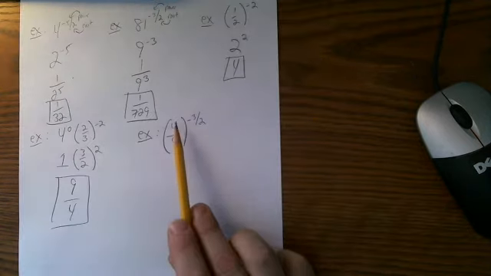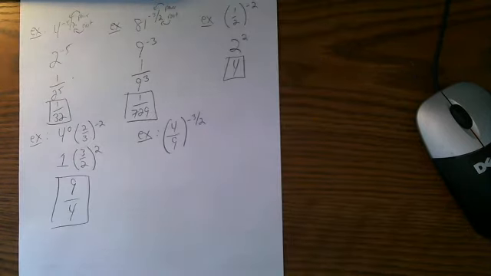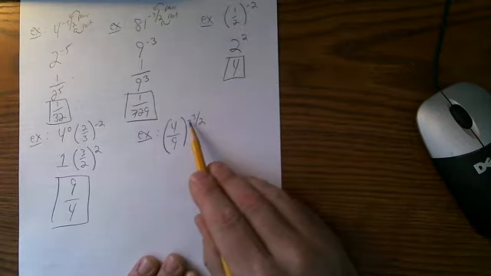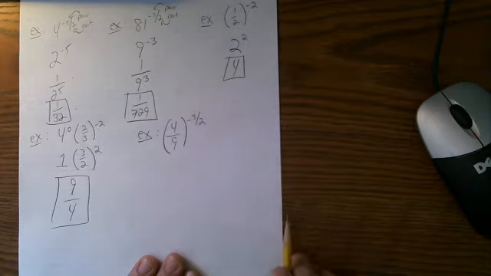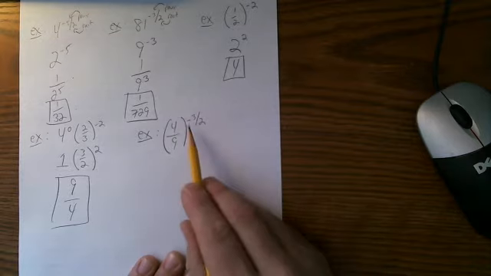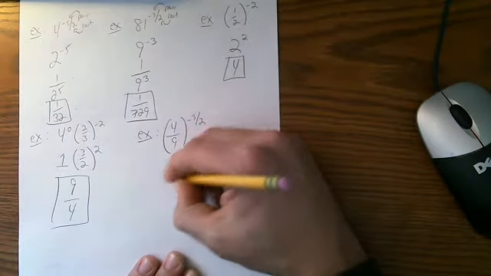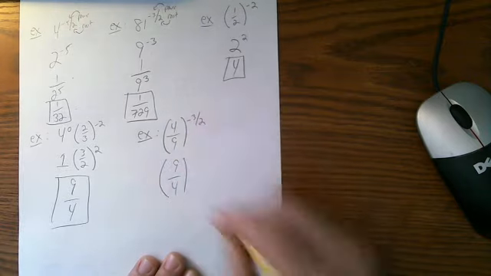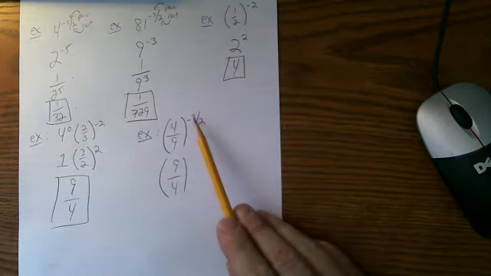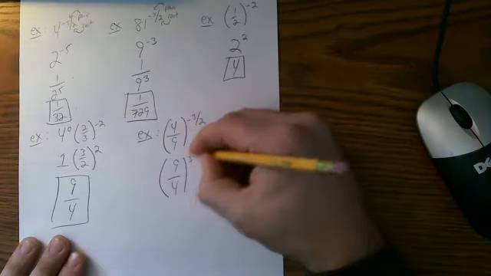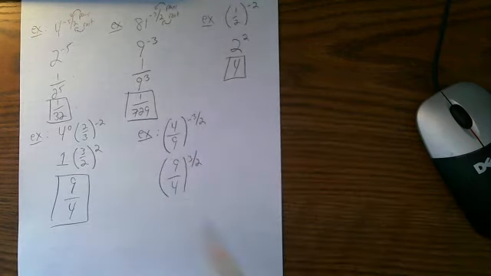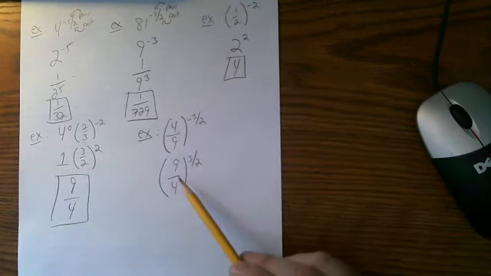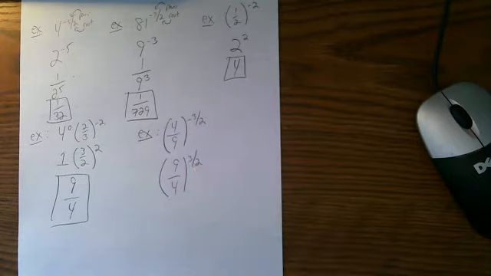Okay, over here we have 4 over 9 to the negative 3/2 power. So the first thing I'm going to do is flip the base. That's what that negative exponent is telling me to do. The negative exponent says flip me. So I'll flip you. So now we still have a 3/2 power, but because I took the reciprocal of the base, I made the exponent the opposite sign.